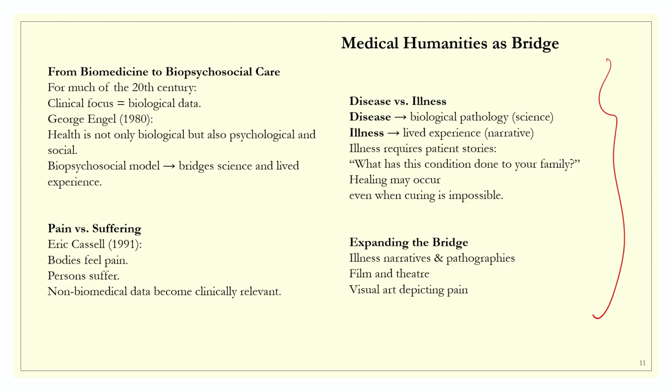In 1991, Eric Cassell extended this move by distinguishing between pain and suffering. As he argued, bodies feel pain, but persons suffer. This shift legitimized forms of data that biomedicine alone cannot capture, and therefore the distinction between disease and illness further clarifies this bridge. Very succinctly, I will talk about disease and illness. So, disease refers to the biological pathology and illness refers to the lived experience. I will go about these two terms in detail in my lecture 3, where I discuss the keywords to understand the medical humanities.